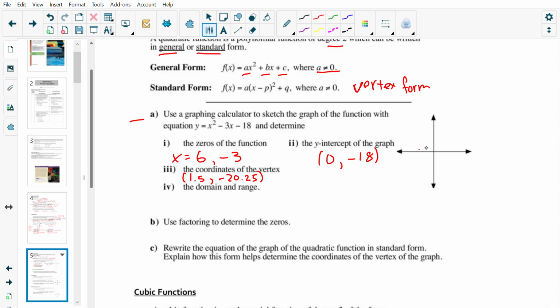Okay, let's sketch this. So I have negative 3 and I have 6. Negative 18 is my y-intercept, and then my vertex is somewhere over here. A little bit more accurate here.